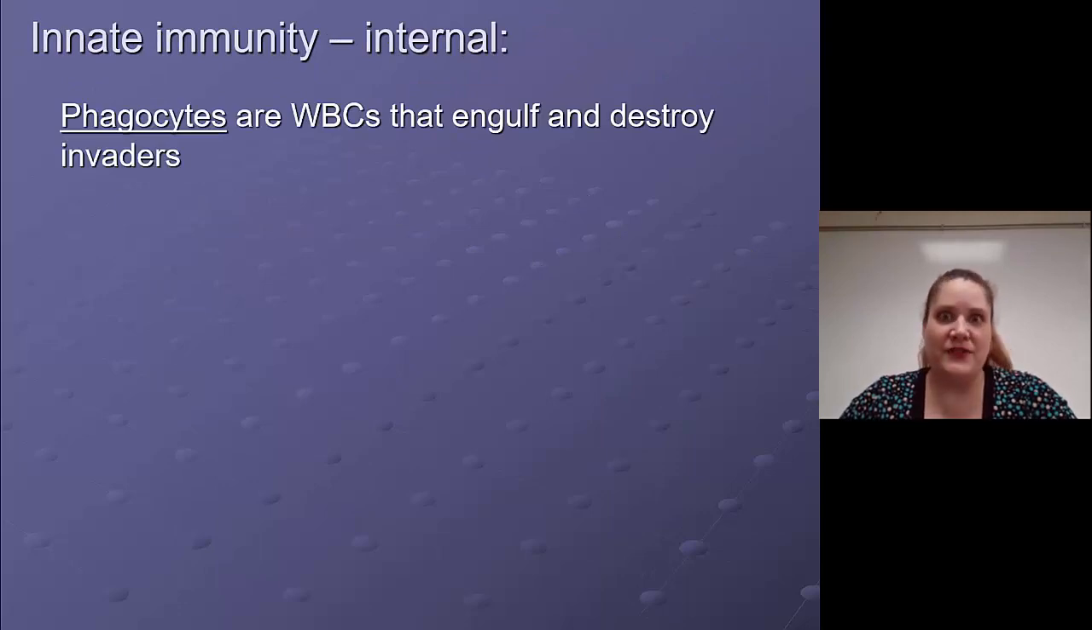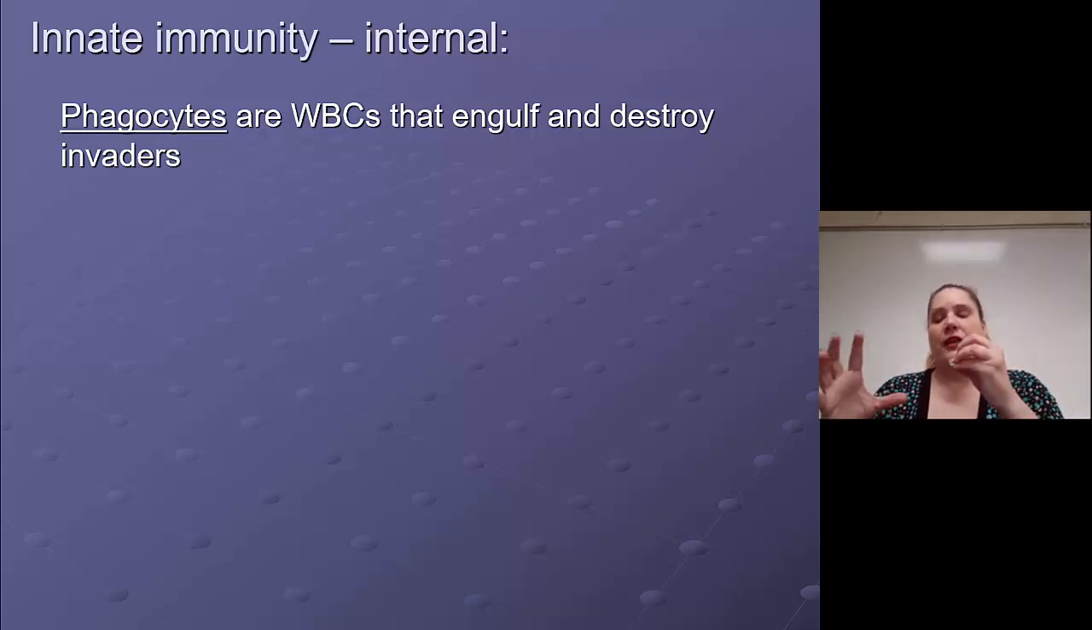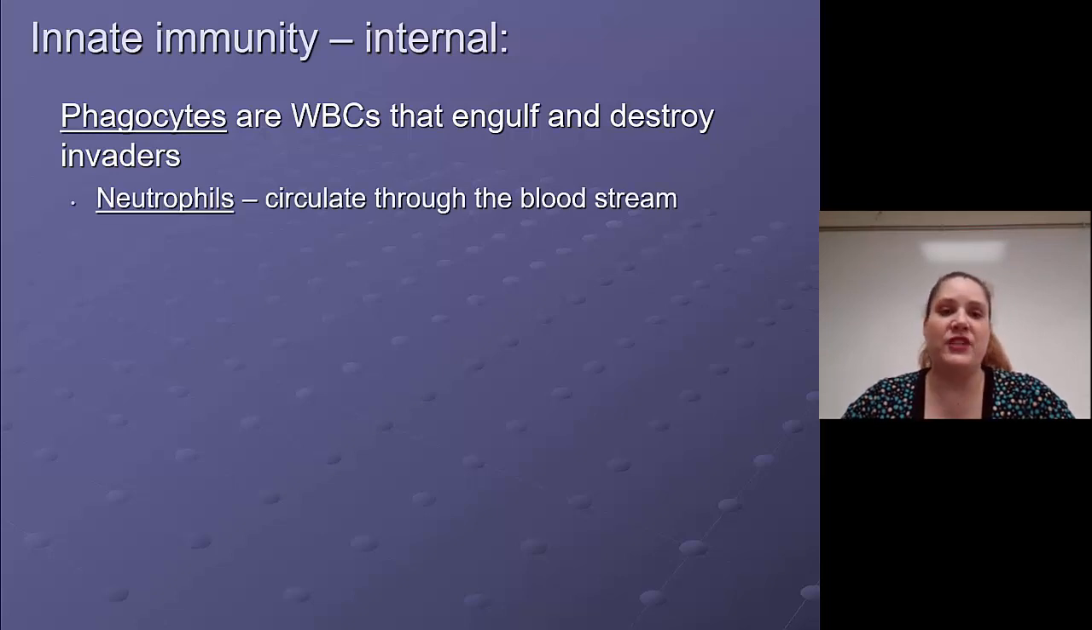Okay, so phagocytes. Remember I said increased phagocytic activity? Here we go. Phagocytes are white blood cells. That's what WBC stands for, white blood cells. And their job is to engulf and destroy invaders. So white blood cells are just going to come up and eat whatever invader is there. They don't care. They're like, you don't belong here? I'm eating you. Done.